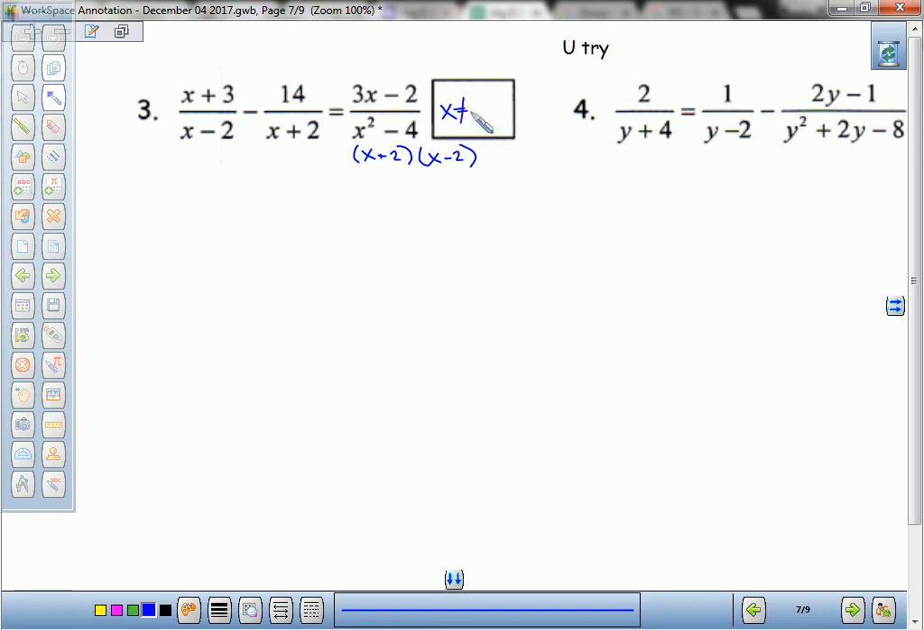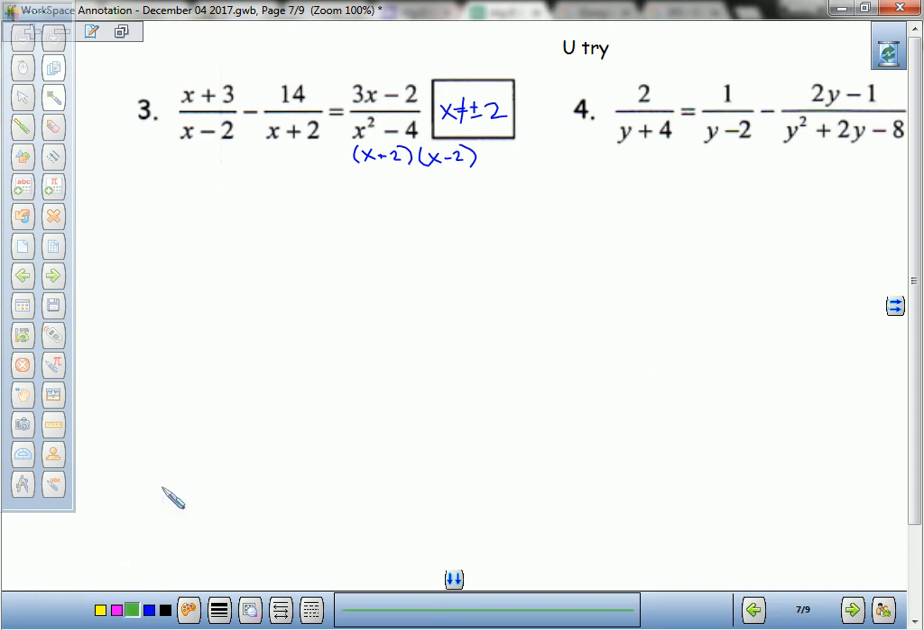What are the values for x that would make this first denominator 0? What could I plug in there that would make that 0? 2. Okay. What about here? Negative 2. So the restricted values for this problem are positive or negative 2. If I get to the end and that's my only answer, there's no solution. If I have multiple answers and that's one of them, it's an extra answer. It's called an extraneous solution, which means it's an answer that we get when we solve algebraically, but it's not an answer to the problem.